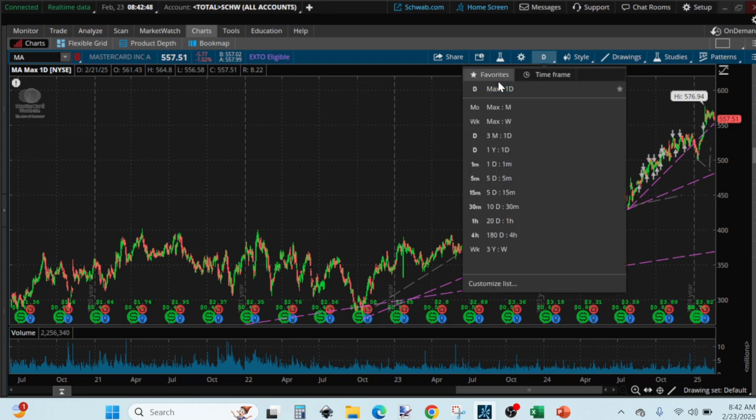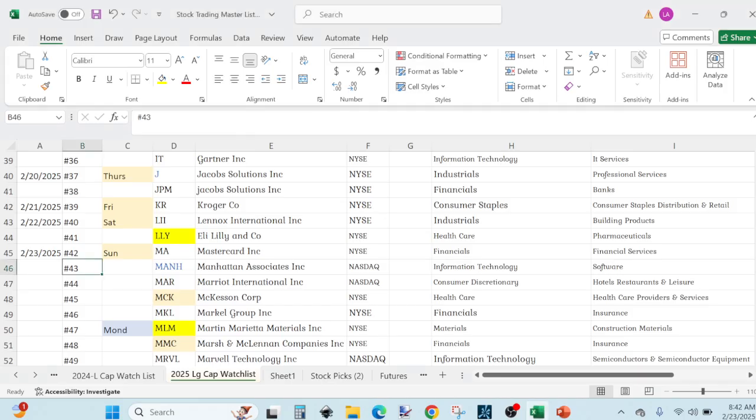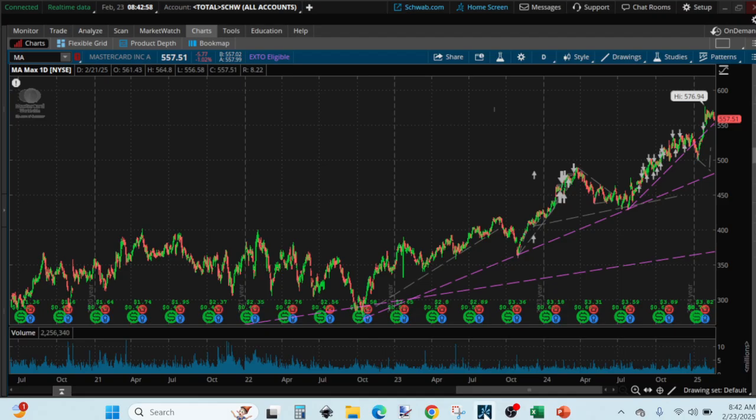Let's make sure we are on the maximum there. So the next one we are going to analyze is going to be MANH. I color it in blue because I've been keeping an eye on it.